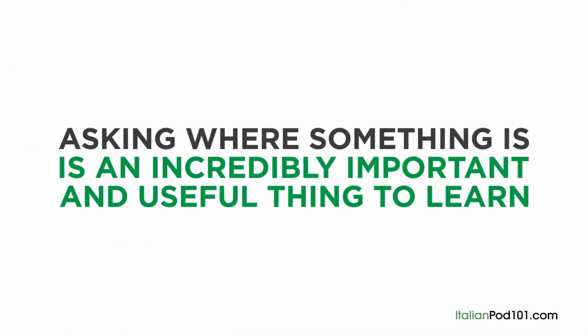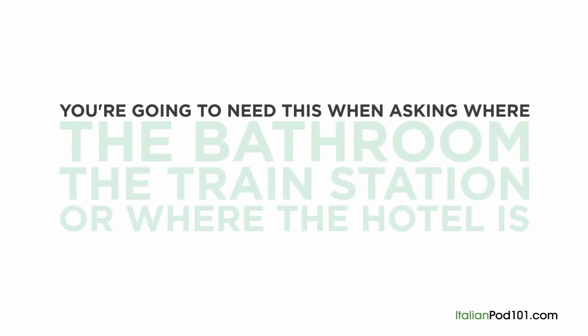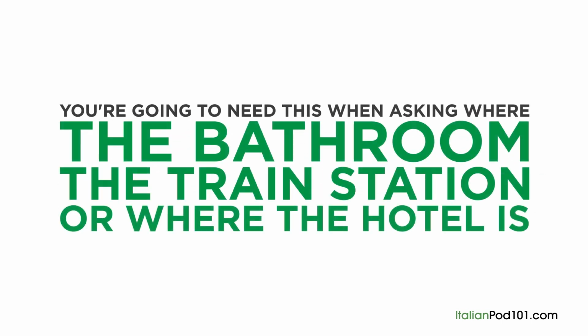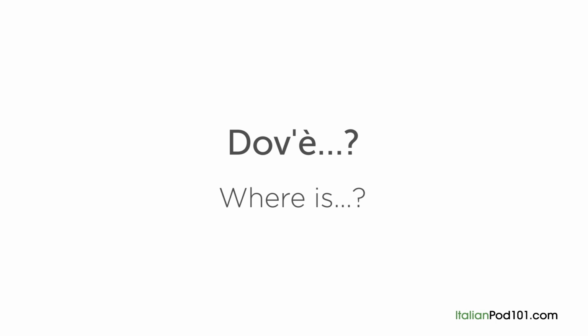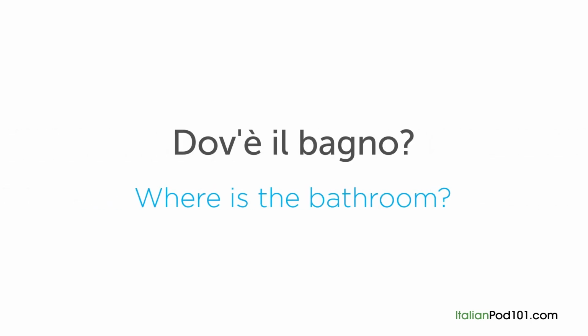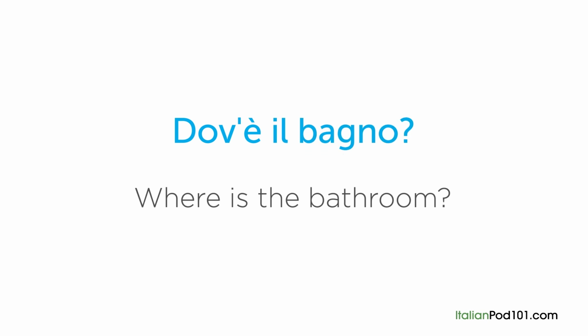Asking where something is an incredibly important and useful thing to learn. You're going to need this when asking where the bathroom, the train station, or where the hotel is. To ask where something is, just say Dov'è? and add the name of the place or location. If you want to ask, where is the bathroom, for example, it'd be Dov'è il bagno?